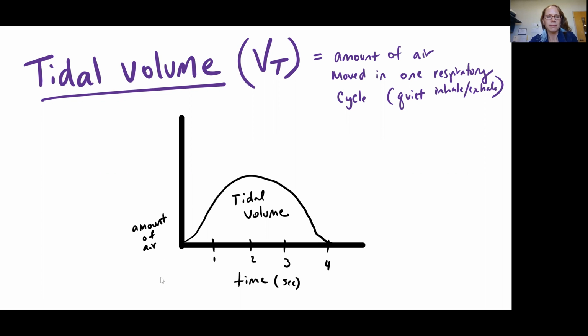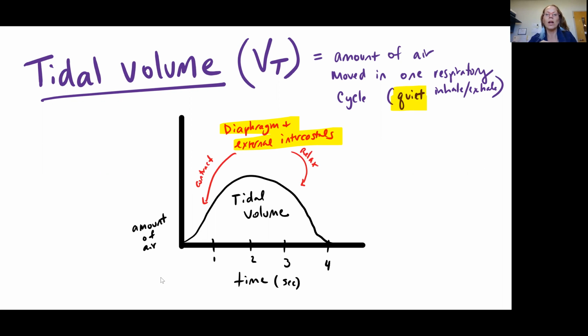So that's just your regular, normal, resting, quiet inhale and exhale. Now remember that our quiet breathing is being controlled by the contraction of the diaphragm and the external intercostals. When these muscles contract, that increases the volume of our lungs, which decreases the pressure, so air is going to get pulled in.